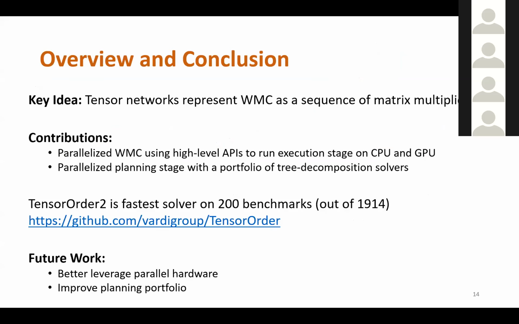So I want to wrap up. The key idea that I've tried to get across is that tensor networks represent weighted model counting as a sequence of matrix multiplications, and so enable you to leverage all sorts of high-performance matrix multiplication libraries. And we use this to parallelize weighted model counting using these high-level APIs on multiple CPUs and on the GPU, and we parallelize the planning stage with a portfolio of tree decomposition solvers.